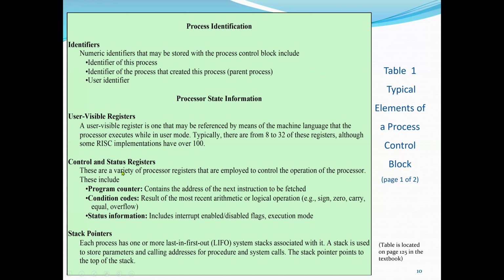We also have the control and status registers. These are a variety of processor registers that are employed to control the operation of the processor. This includes the program counter. As we know, the program counter always points to the next instruction that must be executed by the CPU. We also have the condition codes, which hold the result of the most recent arithmetic or logical operation. Then we have the status information, which also includes the interrupt enable or disable flags, etc.